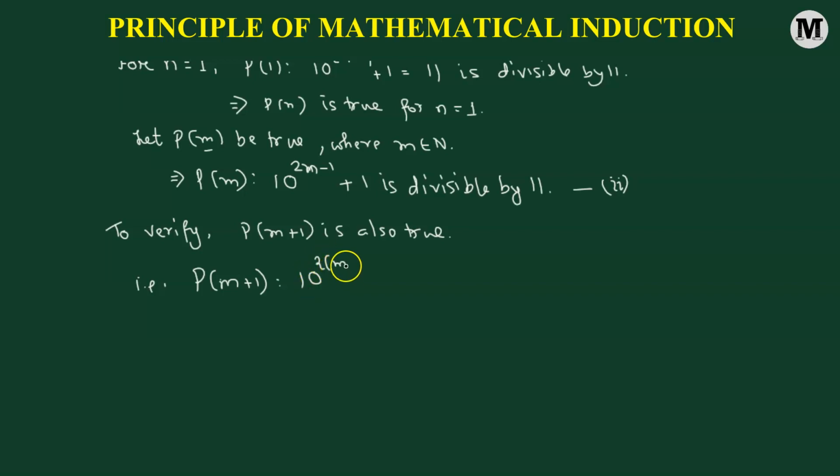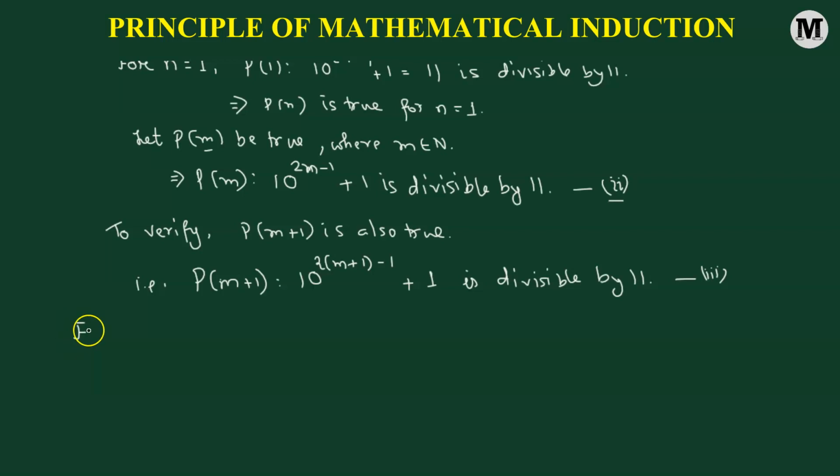Now, in place of m, we're going to replace with m plus 1 minus 1 added to 1. So this expression is also divisible by 11. So this is what we need to verify. Okay, let's call it statement number 3. Okay, now how do we verify this? So what we'll do, we'll take the help of statement number 2.